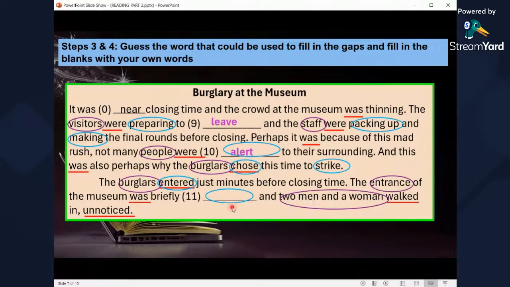What best answer would you have here? The entrance of the museum was briefly, and two men and a woman walked in unnoticed. Unguarded, okay. All right, some guy said briefly unguarded, maybe. What else besides unguarded can you use? The entrance of the museum was briefly.